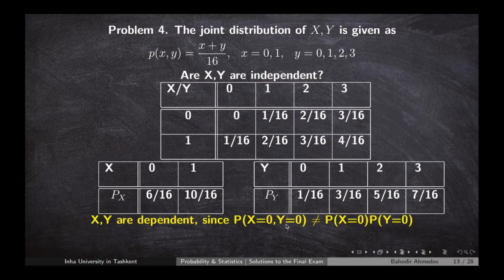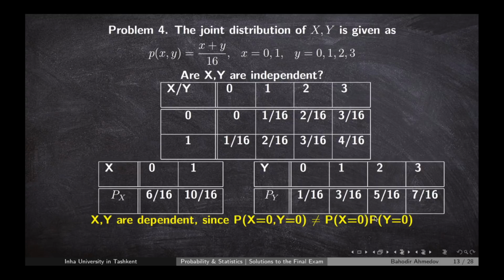So these two variables are dependent because, for example, the marginal probability of y equal to 0 and the marginal probability of x equal to 0 are non-zero numbers. If you multiply them, you're going to get a non-zero number, right? And this is not equal to the probability of x equal to 0 and y equal to 0. So this equation doesn't work for at least one case.